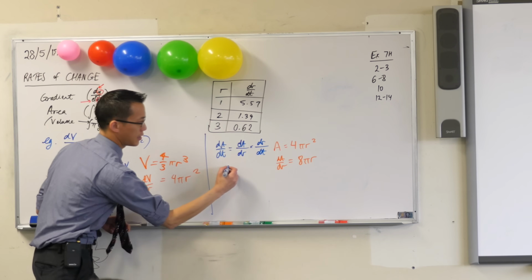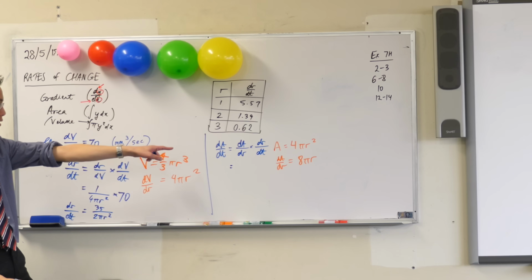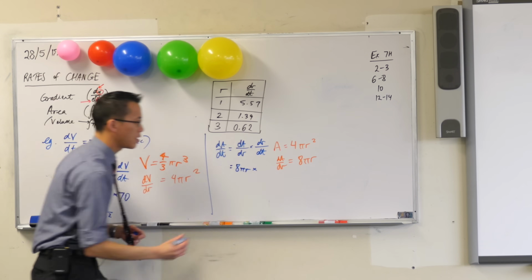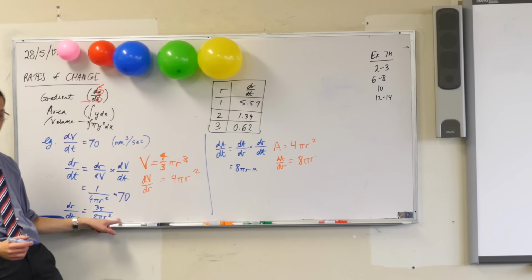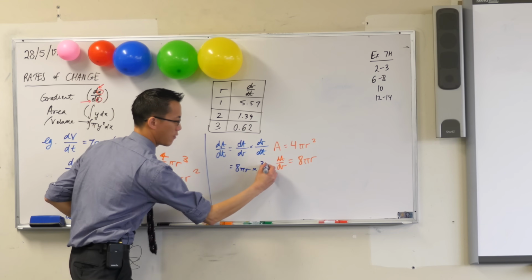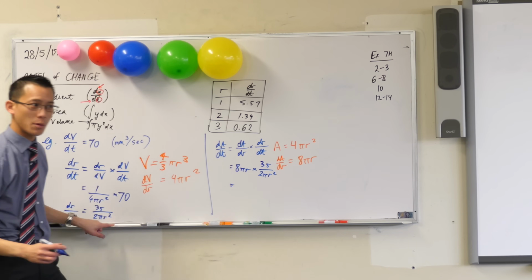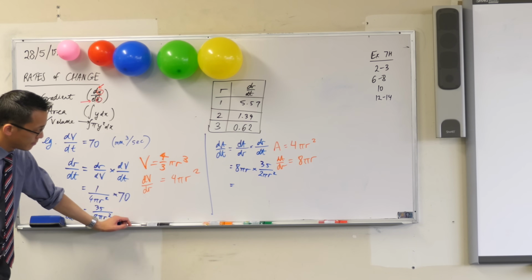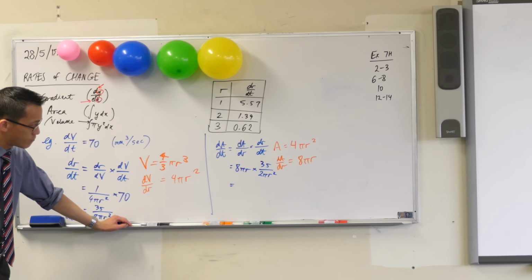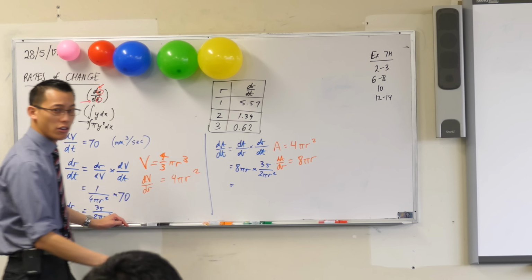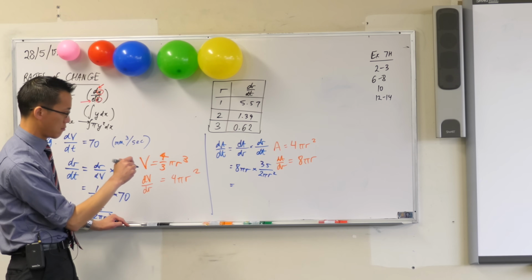Okay, so let's see here. dA on dr is exactly where I want it. It's 8 pi r times, and dr on dt I've worked out over here, right? 35 on 2 pi r squared. Can you do some cancelling for me and tell me what you get? Is it 140? Yeah. On, looks like, r.